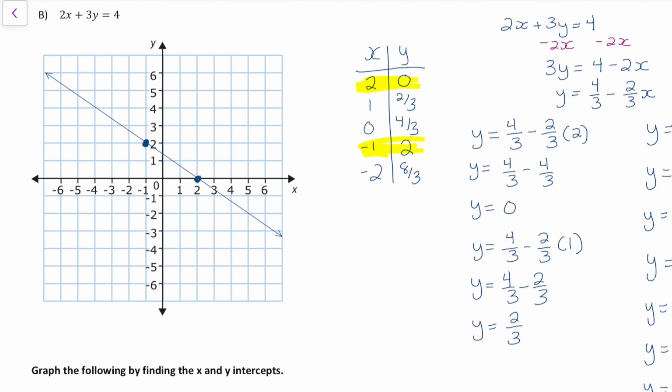Again, I'm drawing a nice straight line through my points, making sure it goes all the way through my graph. I have arrows on each side, and then I'm going to label it using my original equation so I know which line that represents.